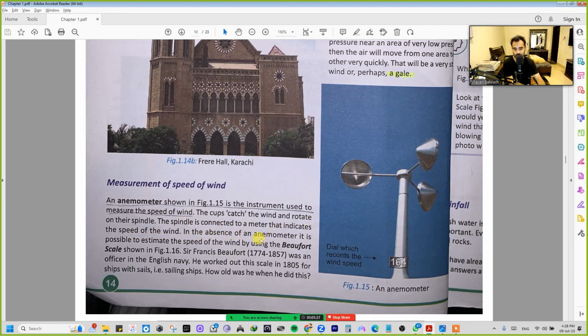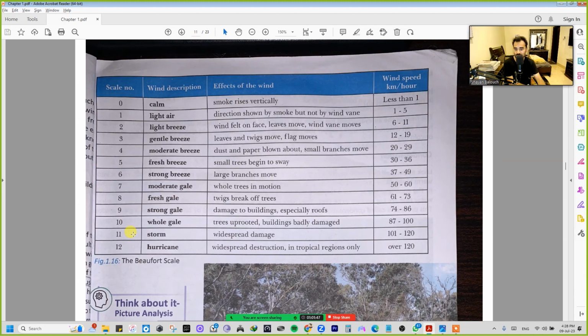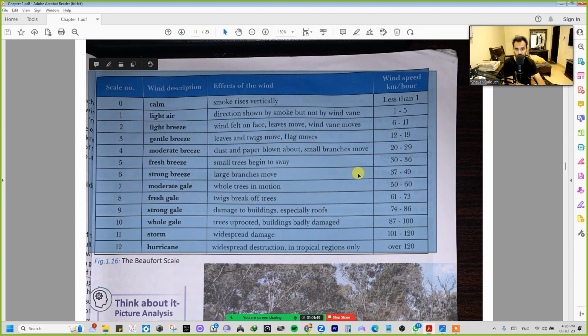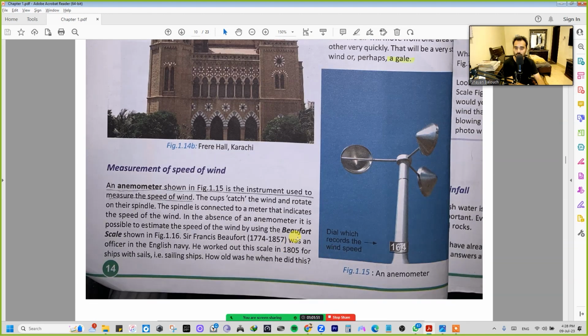In the absence of an anemometer, it is possible to estimate the speed of the wind by using a Beaufort scale, shown in figure 1.16. So this is the Beaufort scale. It says that Sir Francis Beaufort, from 1774 till 1857, was an officer in the English Navy. He worked out the scale in 1805 for ships with sails, for example sailing ships.